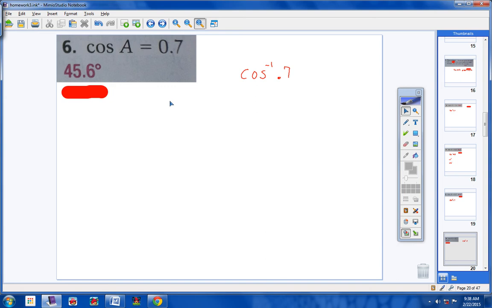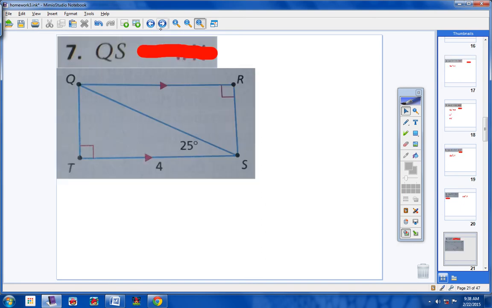So numbers 3 through 6 were nothing more than calculator problems, okay? Just knowing how to type those in. Alright, let's continue on. Number 7. Okay, 7 through 10, the directions say to find the measure of the indicated part. So for number 7, we're looking for the length of QS, okay?